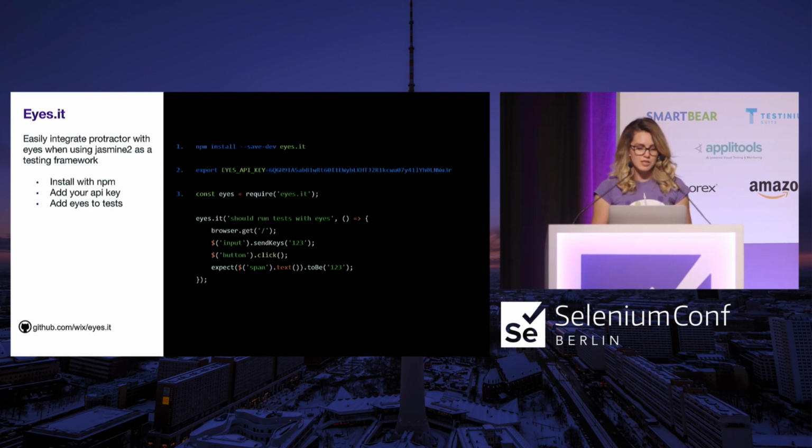You can install it with npm. You need to export your API key, which you get on the Applitools site. And then you just need to set a variable called eyes and write eyes before each of your it.